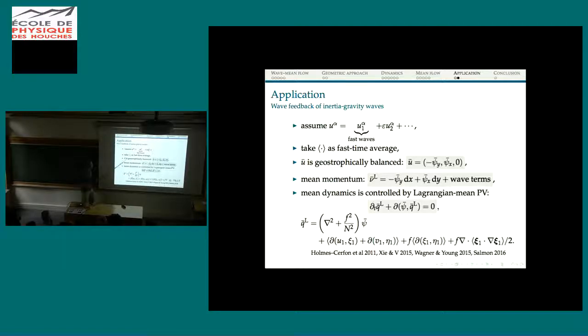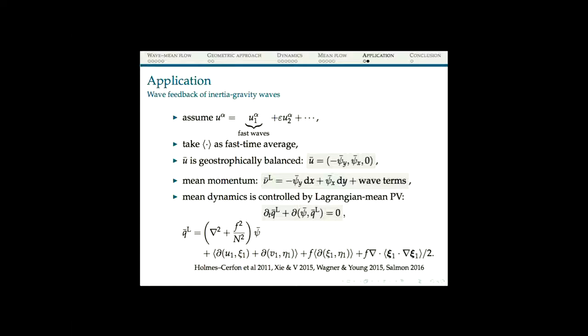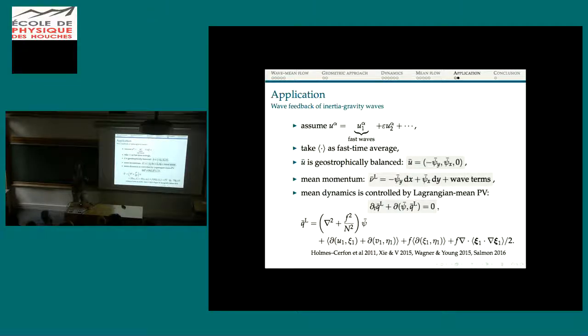You'll find when you unpack those equations, you'll find geostrophic balance. It's an interesting fact that what's coming in the Coriolis term is always the velocity, not the momentum. So I can introduce a mean stream function. Now I have the mean momentum, which will be given by the velocity written here as a one-form, and then there will be some wave terms, which I can work out with any of the definitions of the mean flow that I've shown.